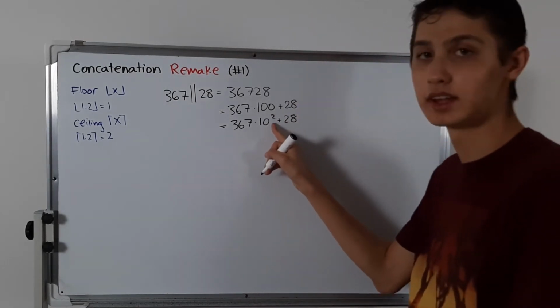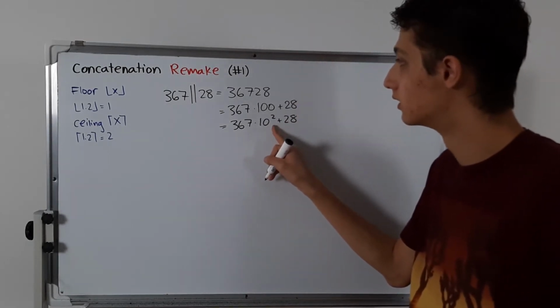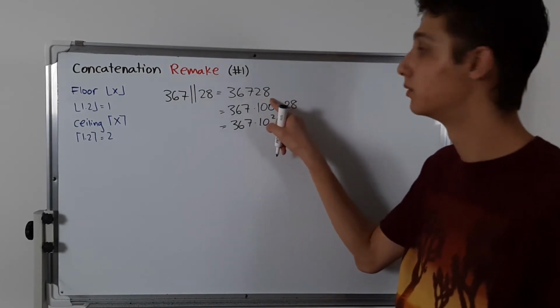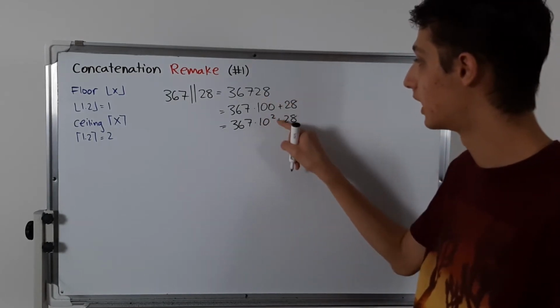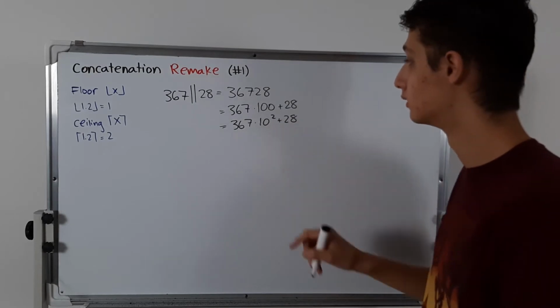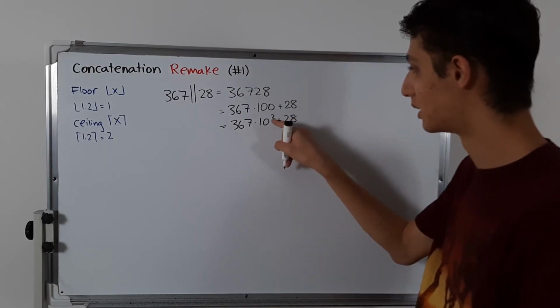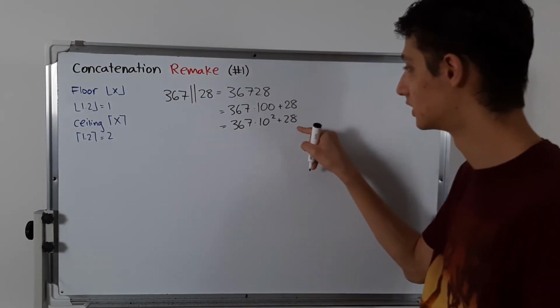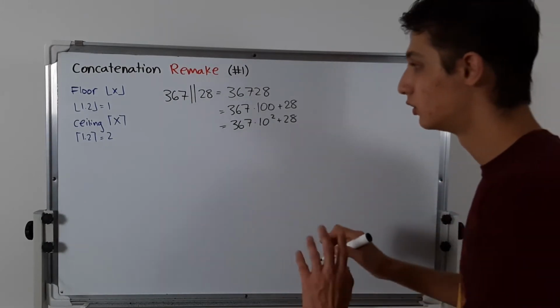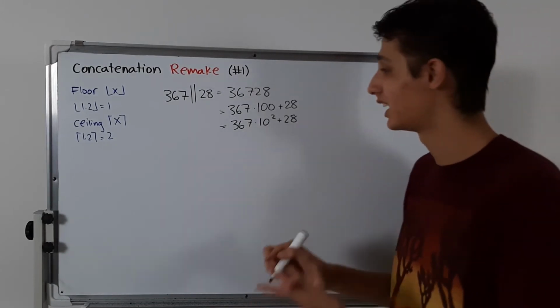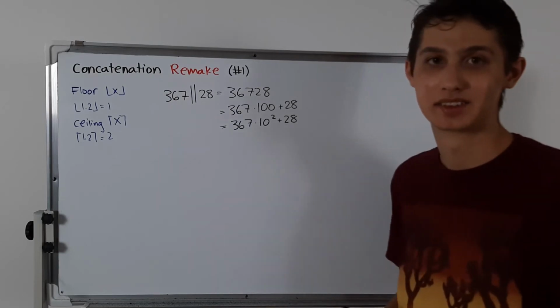And this is 10 squared only because this number is 2 digits. If it had another digit at the end, we'd have a 10 cubed, right? So this exponent is equal to the number of digits in this number. So now what we need is a way of finding how many digits a number has.